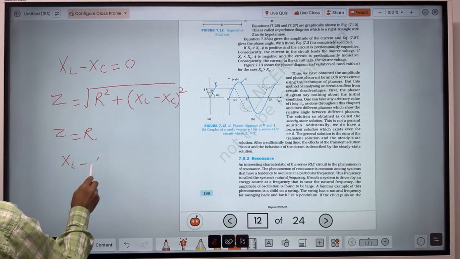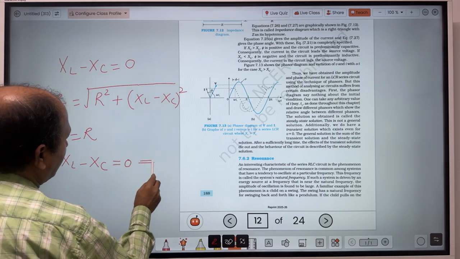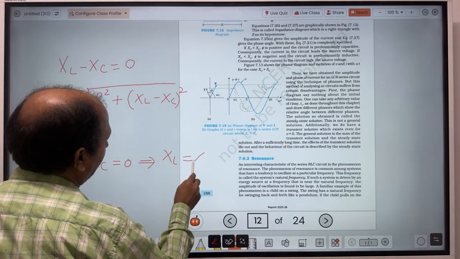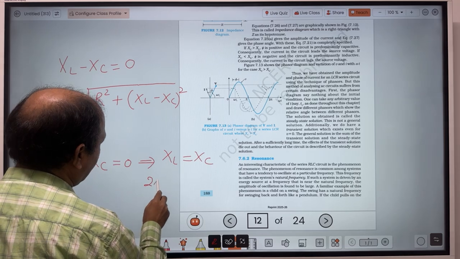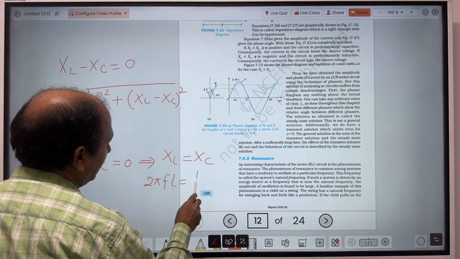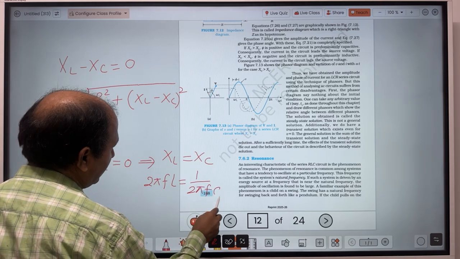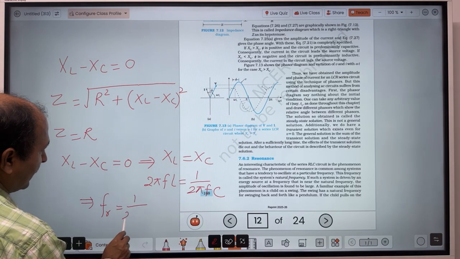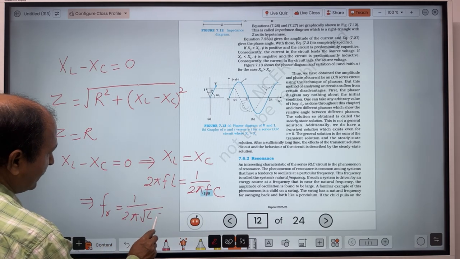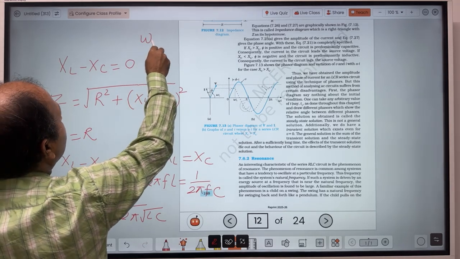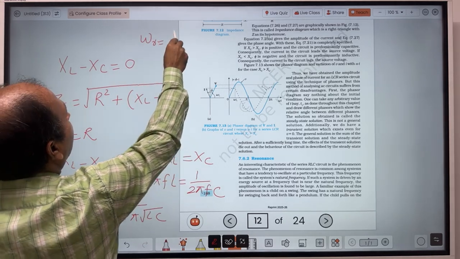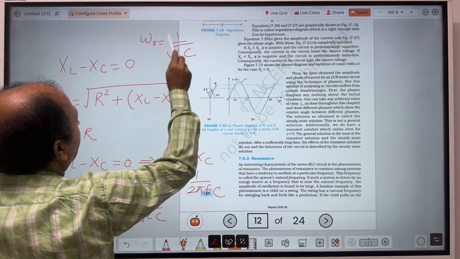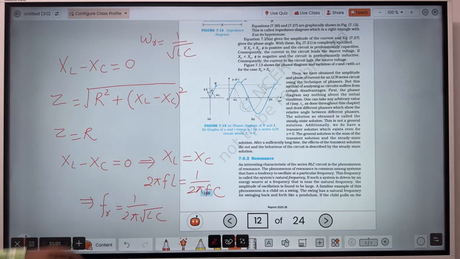And from here we write XL minus XC equal to 0, which gives XL equal to XC, or 2 pi f L equal to 1 upon 2 pi f C, from where we can get the value of resonant frequency. Let's denote f as fR, which will be 1 upon 2 pi root LC, or angular frequency omega R will be 1 upon root LC, right? So this is the basic condition.